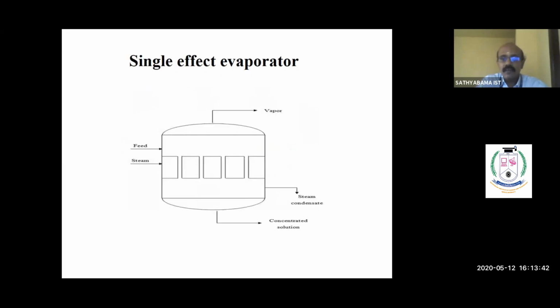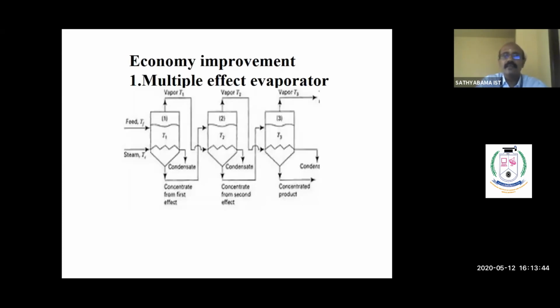See, in a single effect evaporator, the vapor is simply discarded. Whereas in a multiple effect evaporator, the vapor obtained from the first effect goes to the second effect, which acts as a heating medium in the second effect. And the vapor obtained from the second effect acts as a heating medium to the third effect. So this is how the vapor obtained from one effect acts as a heating medium to the other effects. The vapor produced in one effect is utilized effectively without discarding to the atmosphere, and only from the last effect is the vapor discarded to the atmosphere.